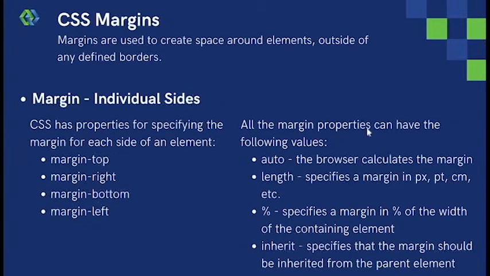All the margin properties can have the following values. Auto: the browser calculates the margin. That's for auto margin. Length specifies a margin in pixels, etc. Percent specifies a margin in percent of the width of the containing element. And inherit specifies that the margin should be inherited from the parent element. Okay.